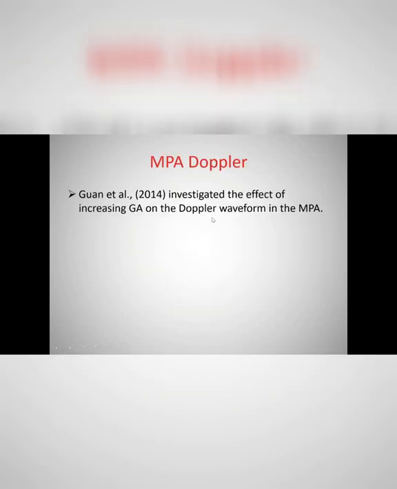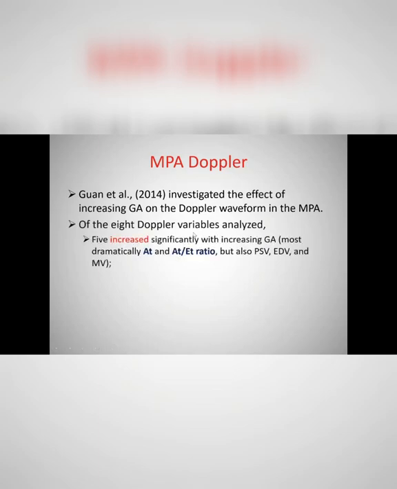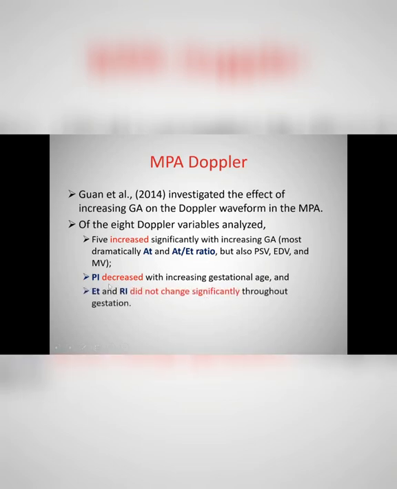Then came the main pulmonary artery Doppler, and this was investigated many times to look at the effect of increasing gestational age on the Doppler waveform in the main pulmonary artery. In the analysis of many of the Doppler variables, some increased significantly with gestational age, mainly the acceleration time to ejection time ratio, but also the peak systolic velocity, the end diastolic velocity, and the mean velocity. The pulsatility index decreased with increasing gestational age, and the ejection time and RI do not change significantly throughout the gestational age.